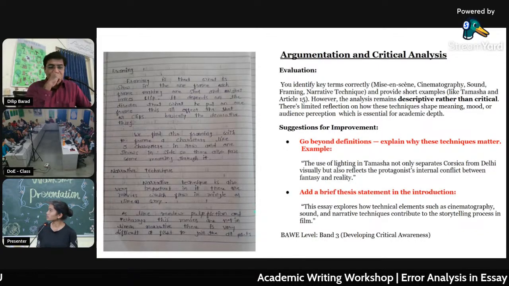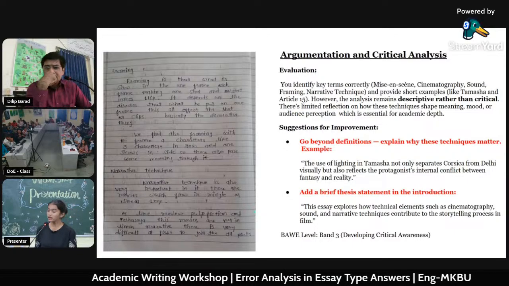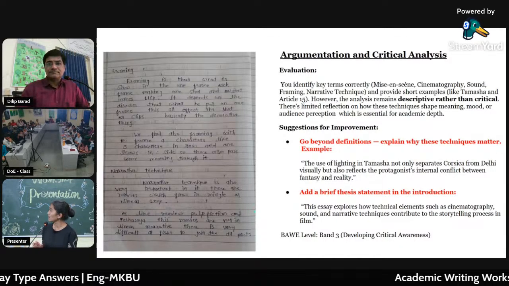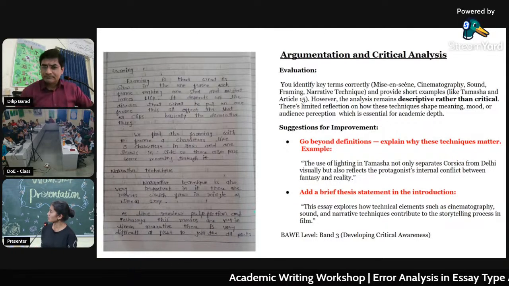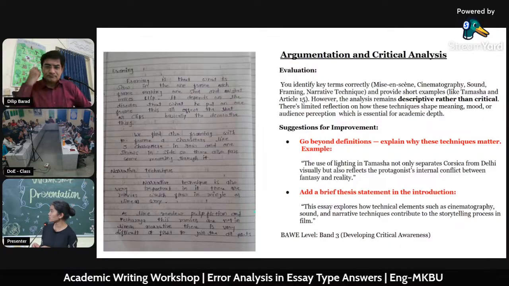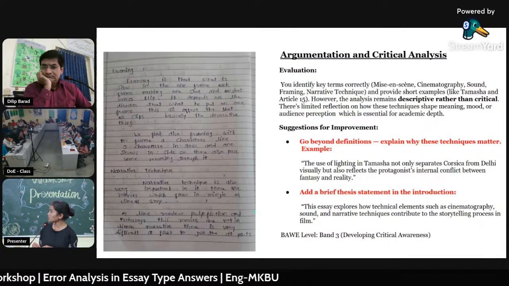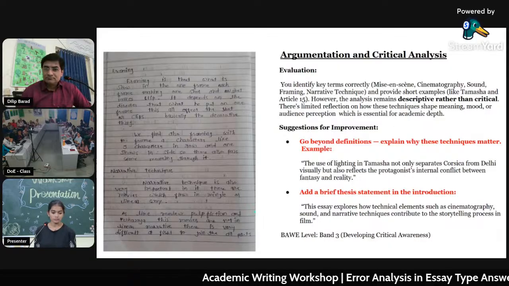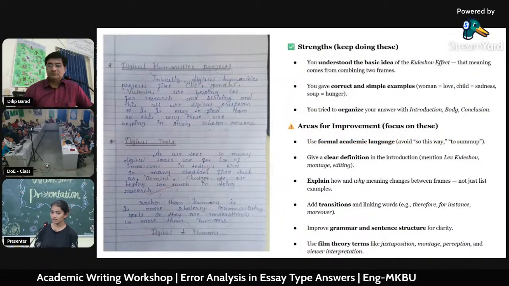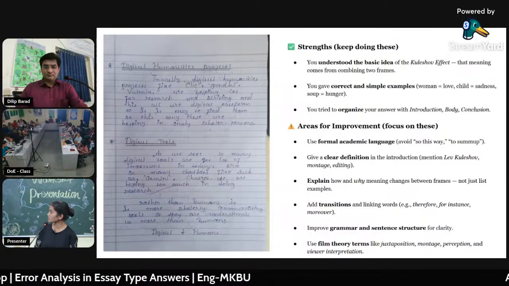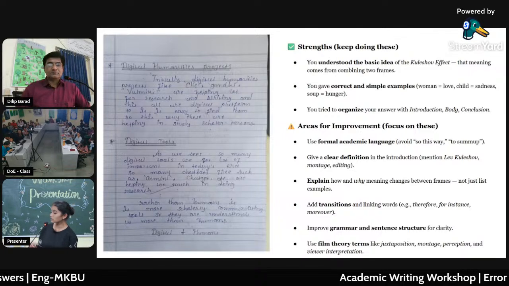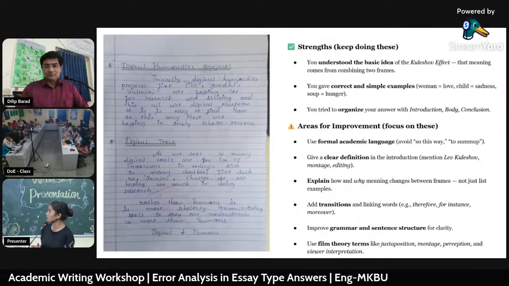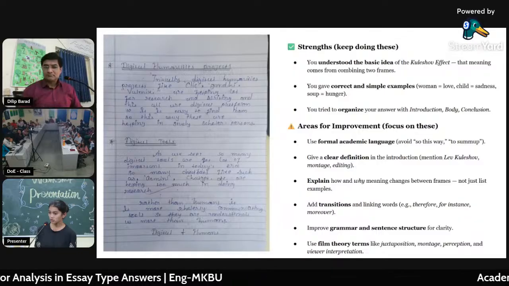As per this evaluation, it suggests that you identified terms and examples correctly, but it needed more analysis. It looks descriptive rather than critical, and it suggests improvement: go beyond definitions, not only explain the definition but explain techniques and why these techniques matter, such as lighting. It also suggests adding a brief thesis statement in the introduction, and it suggests some strengths and weaknesses. In the areas to improve, it suggests use of formal academic language instead of casual words, and to give a clear definition in the introduction of what you are going to show in your answer.